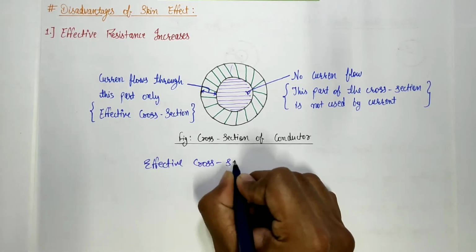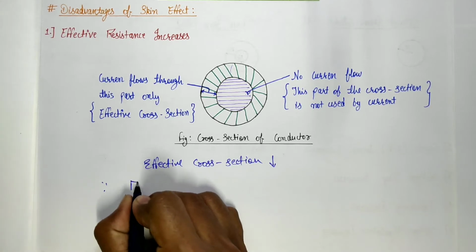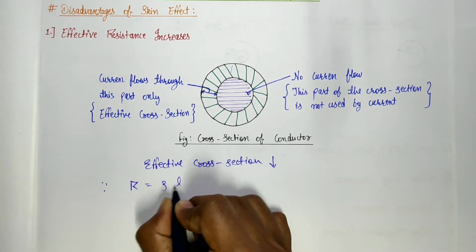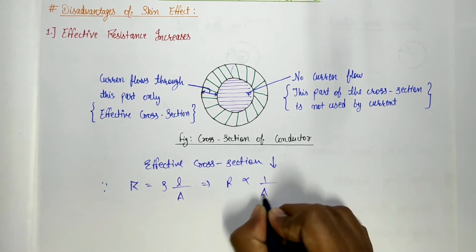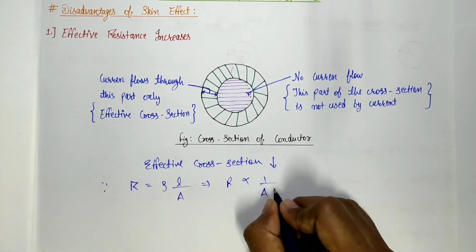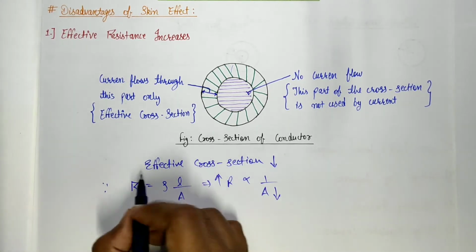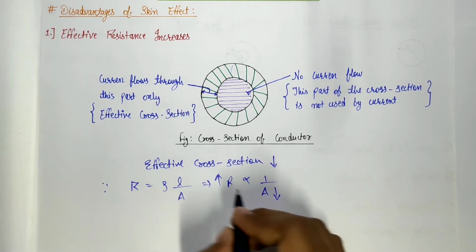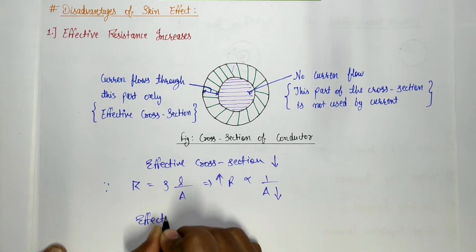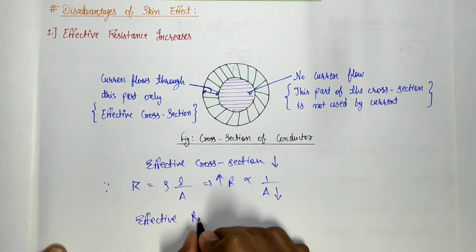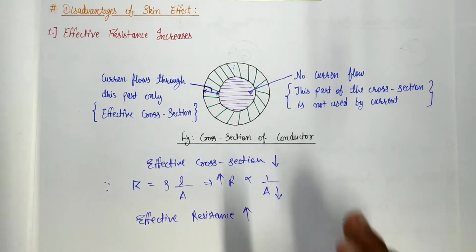of the conductor reduces. Now as we know, the resistance of any conductor is given by rho L by A. It means that resistance is inversely proportional to area. So if area reduces, then what will happen? The resistance increases. So due to skin effect, the effective cross section area reduces, therefore the effective resistance will increase, which is a major disadvantage.